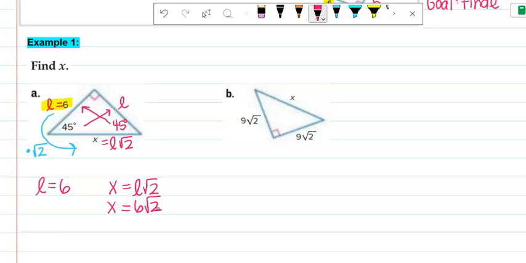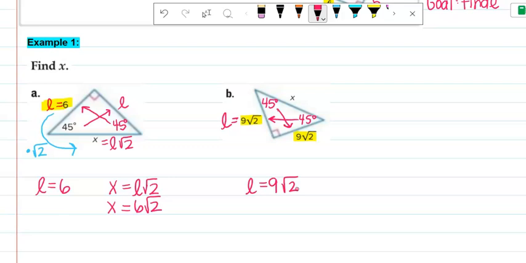Okay, so let's look at one more. We know these two sides, and we have to determine, are those the hypotenuse or are those the legs? Are they the smaller sides? And hopefully you're seeing, well, our right angle is here, so these two must be our 45-degree angles. Across from the 45s will be the L's, or our legs, right?